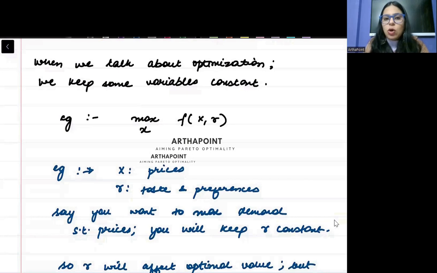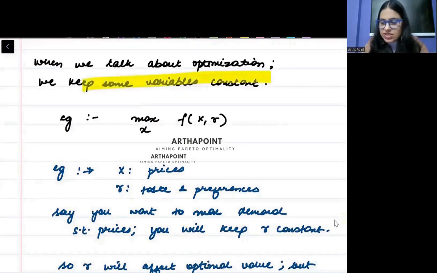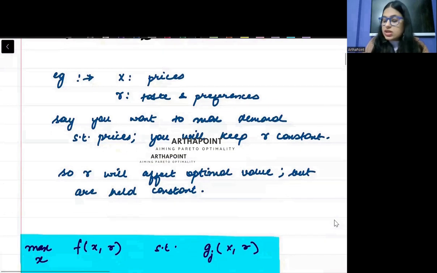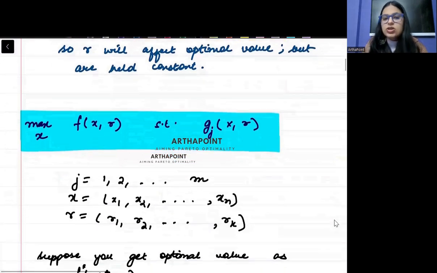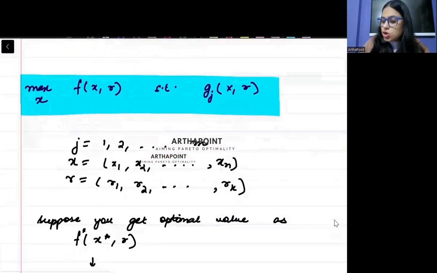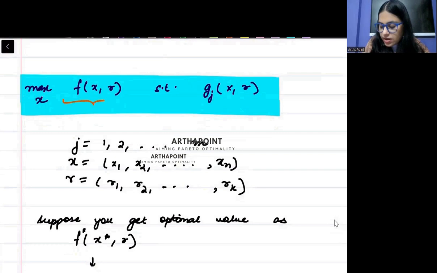When we talk about optimization, we keep some variables constant. Here, income and prices were constant. Like in a demand function, tastes and preferences will be constant. Say you want to maximize demand such that you keep your tastes and preferences constant. This is exactly what I have written here. So you have an objective function subject to some constraints.